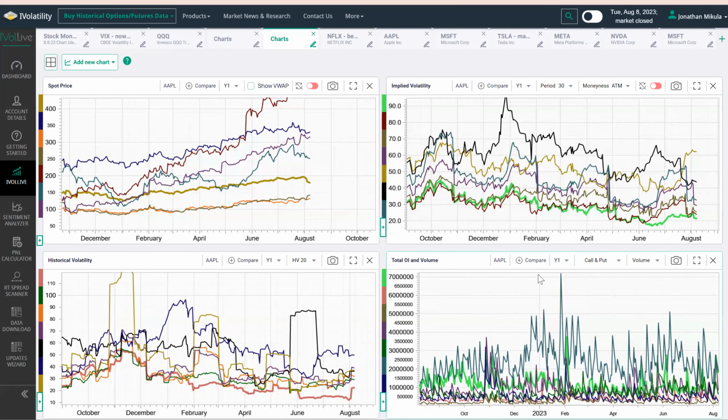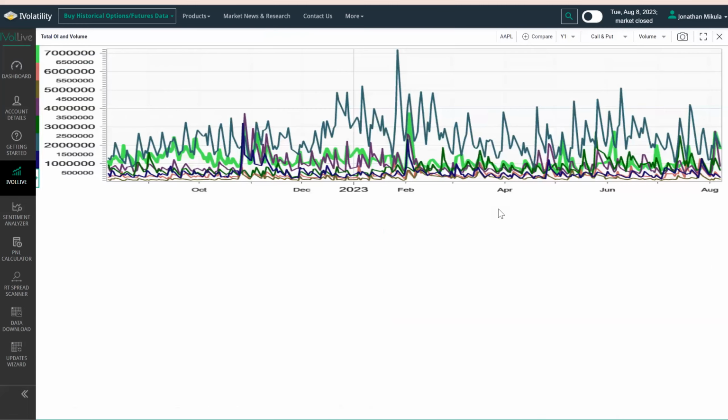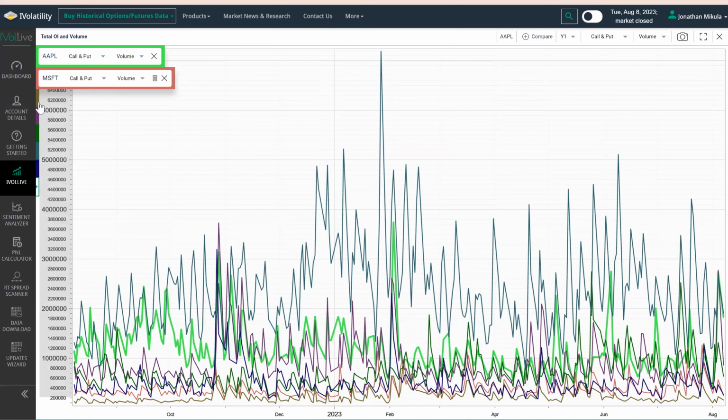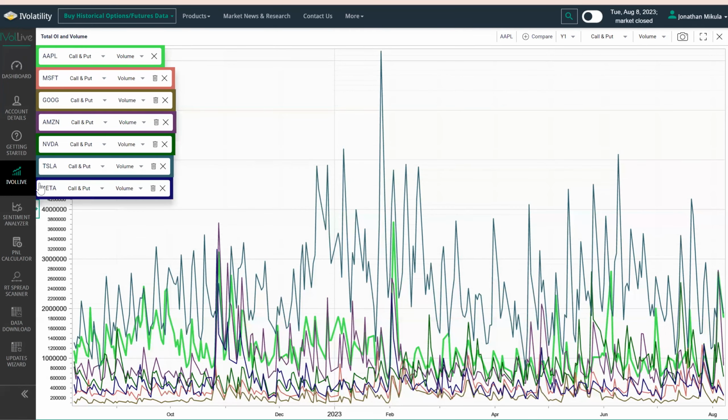Moving on to total open interest and volume. This is another very popular chart. What I screened for here is, these are all very liquid names, so I'm not really concerned with open interest. What I wanted to see was volume. So what we can look at is call and put volume for these names. I ran that scan earlier within the stock monitor, but this is how you see it in chart form.